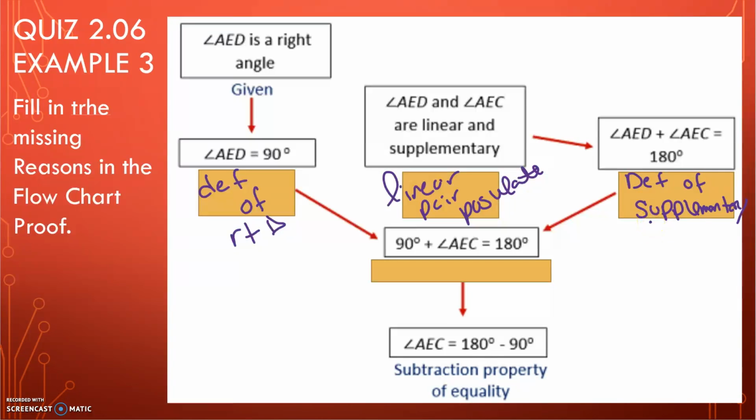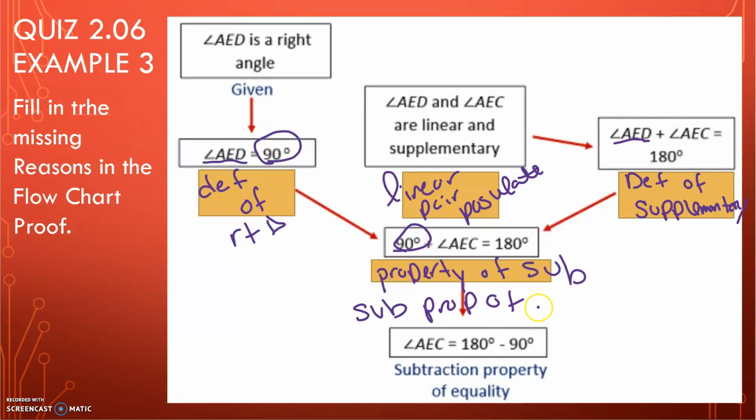And then 90 plus angle AEC equals 180 degrees. We had angle AED here, and we had angle AED here. It says that it's equal to 90, so we can replace that with 90 degrees, and that is the substitution property of equality.